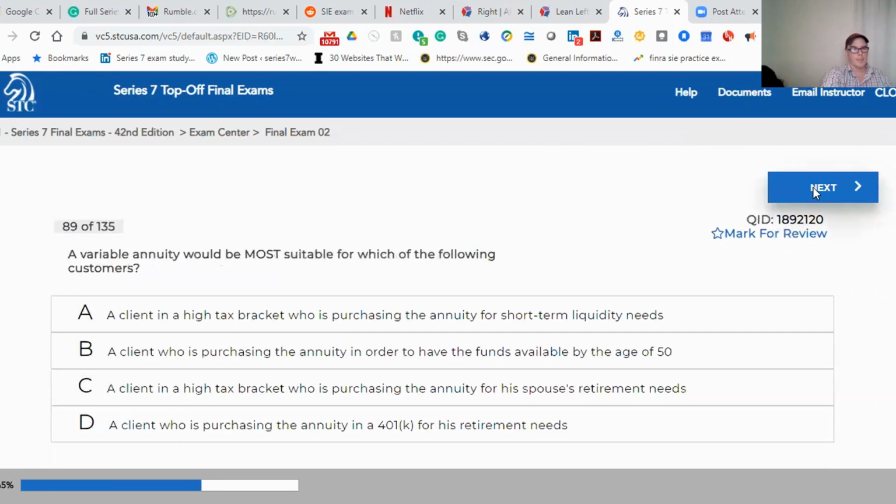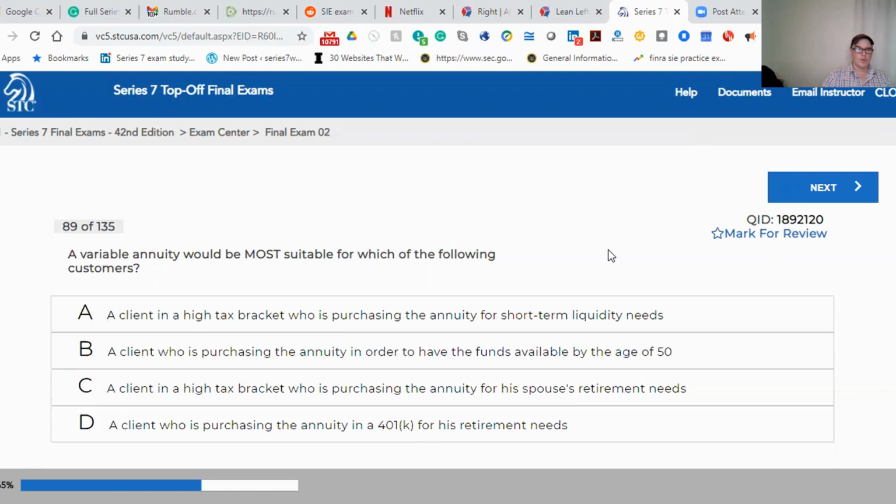A variable annuity would be most suitable for which of the following customers? Someone who's an idiot, sorry. A client in a high tax bracket who's purchasing an annuity for short-term liquidity? No, because you can't take the money out. A client who's purchasing an annuity to have the funds available by 50? No, because it's a retirement account. Now, you can annuitize at any age, but I don't think that's what they mean. They want to withdraw the money. That doesn't work.